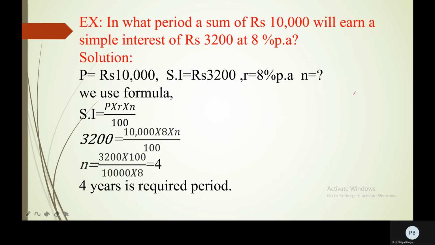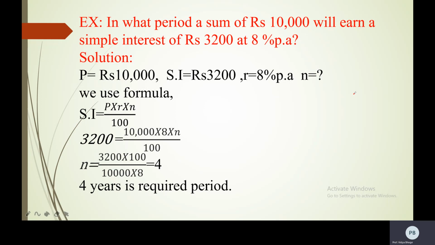Similarly, we can calculate the period by using this simple interest formula. Also, we can calculate the rate of interest, the number of years, and the principal amount by using this formula. Now this question is based on finding the period, which means we have to calculate the N value. In what period will a sum of rupees 10,000 earn a simple interest of rupees 3,200 at 8%?